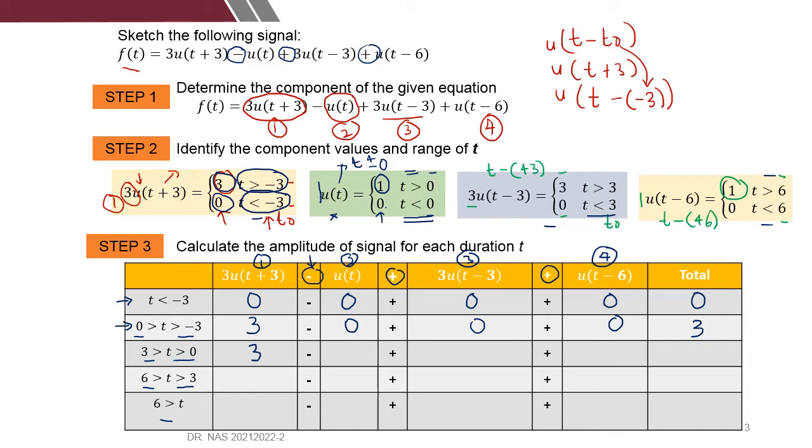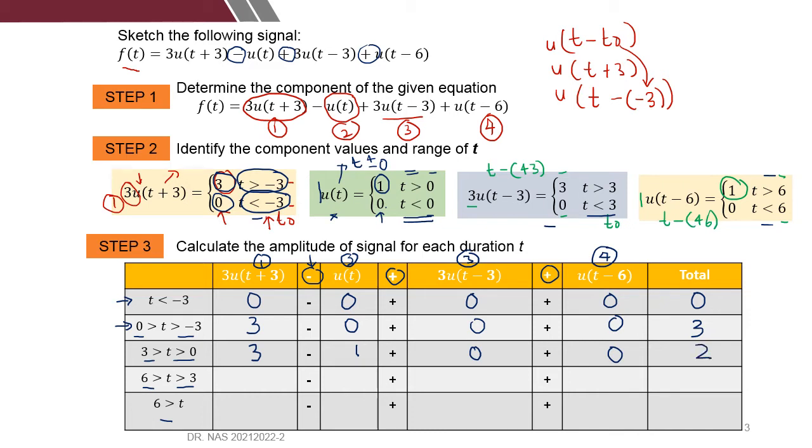Next, the second component, t larger than 0. The amplitude is 1. Moving to the third component, t larger than 0 but still less than 3, the amplitude is 0. Still less than 6, so it's still 0. So total them up, 3 minus 1 equals 2.